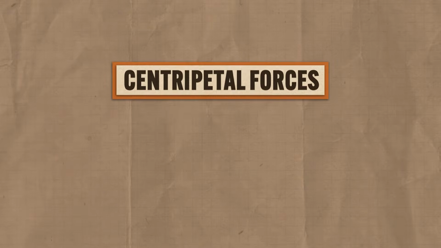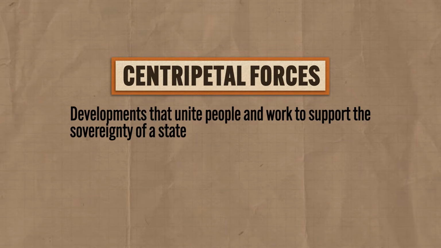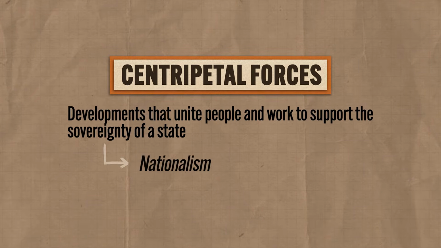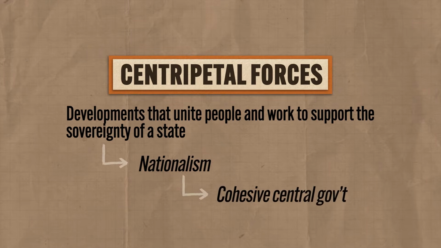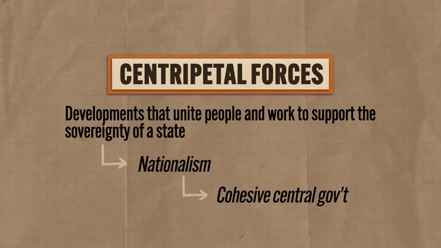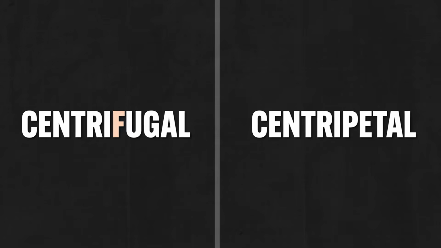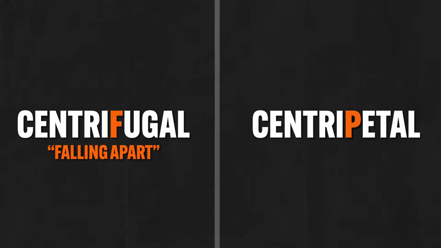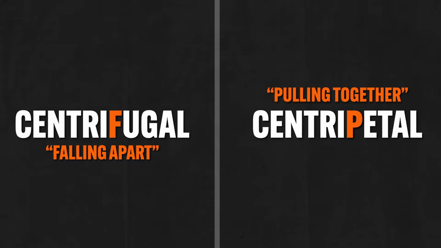On the other hand, centripetal forces are developments that unite people and work to support the sovereignty of a state. And these developments can include a strong sense of nationalism among a people or a strong and cohesive central government. So that means centripetal forces, all our crap is united and strong. And if you're having trouble remembering the difference between these two, then think of it this way. Centrifugal has that F in the middle and you can associate that with falling apart. Centripetal has that P and you can associate that with pulling together. Easy peasy, ham and cheesy, y'all. Okay, definitions unlocked and memory cobwebs are cleared away.